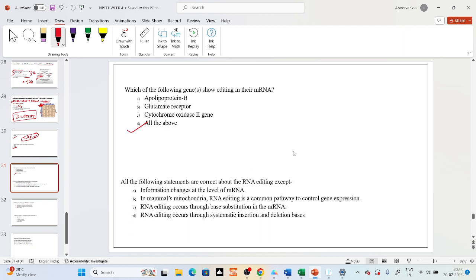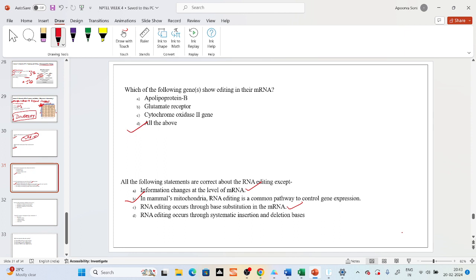So, okay, I understand your concern about why you have chosen D. So, first point is information change occurs at the level of mRNA, correct. RNA editing occurs through base substitution, yes. RNA editing occurs through systematic insertion and deletion. This is actually correct, and the incorrect statement is B.